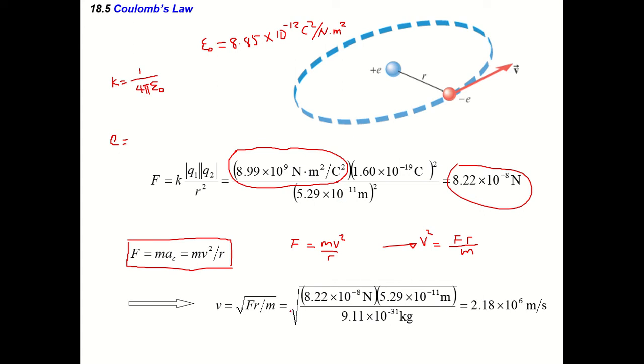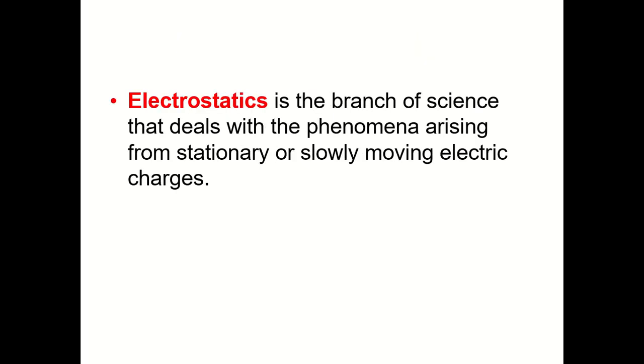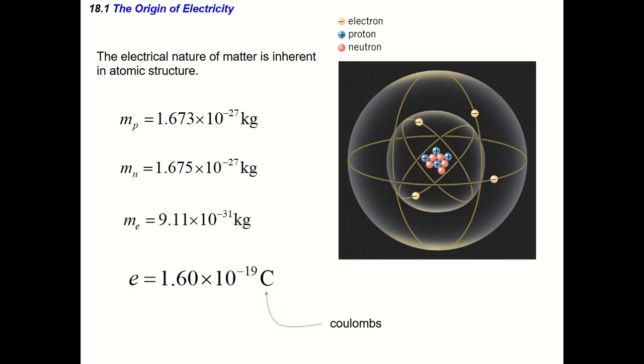Then divided by m, the mass. So that is 9.11 times 10 to the minus 31 kilograms. So that is the mass of the electron, if you look at our previous slides, which is 9.11 times 10 to the minus 31.